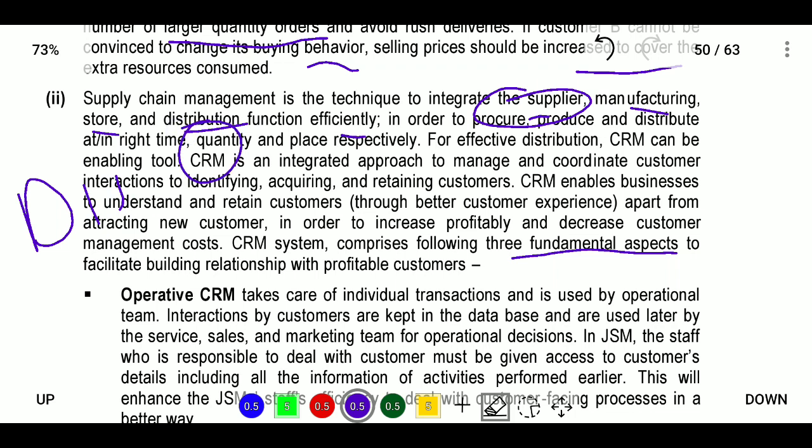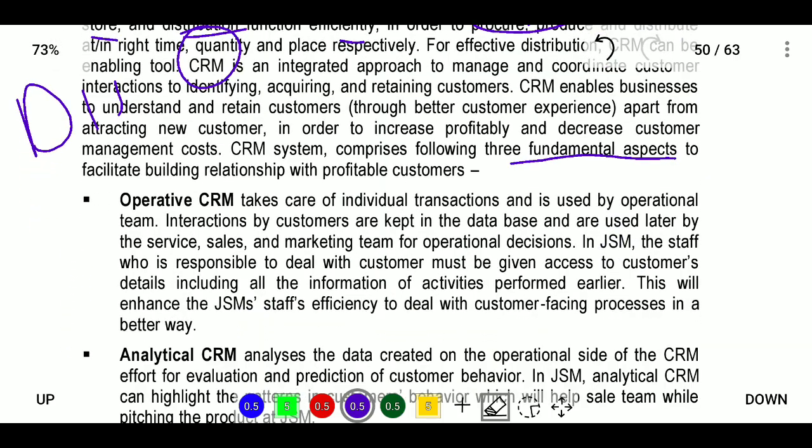CRM is an integrated approach to manage and coordinate customers' interaction, to identify, acquire and retain customers. CRM enables business to understand and retain customers through better customer experience. Apart from attracting new customers, it is in order to increase profitability and decrease customer management cost. So the CRM will identify, acquire and retain customers, and not only that, we decrease our management cost. Next, the CRM system comprises the following three fundamental aspects.